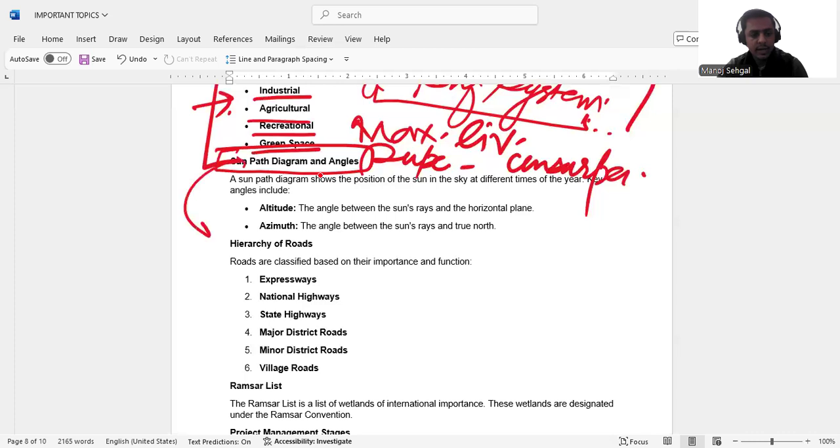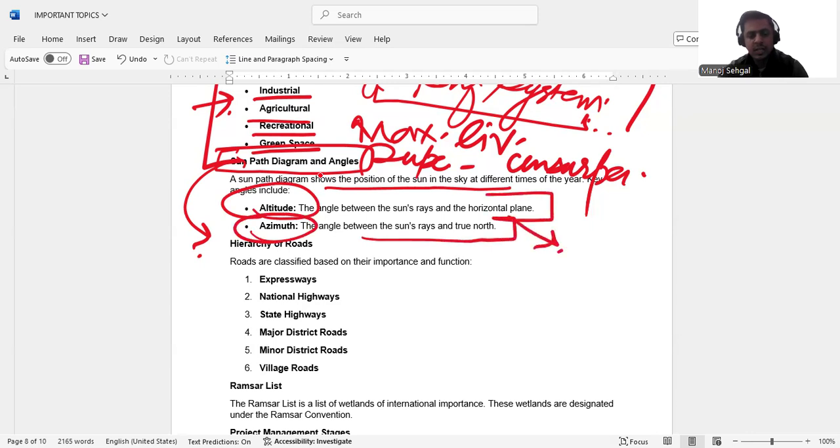Then we have the case of the important idea of the sun path diagram and the angles attached to it, which is a diagram that shows the position of the sun in the sky at different times of the year. There are various angles such as altitude angle and azimuthal angle, which are attached to the overall study of the sun, or the rays that are coming towards the earth.